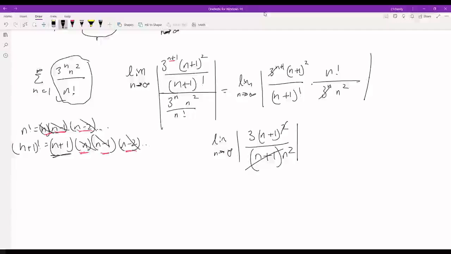And now this cancels with that. And since the n squared is on the bottom, and the n is on the top, the power on the bottom is greater than the power on top, that means this limit equals 0. And that means actually that not only is this convergent, but it's absolutely convergent.